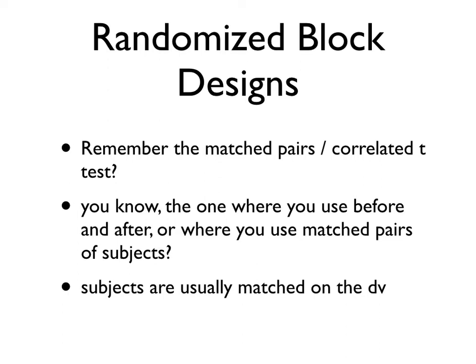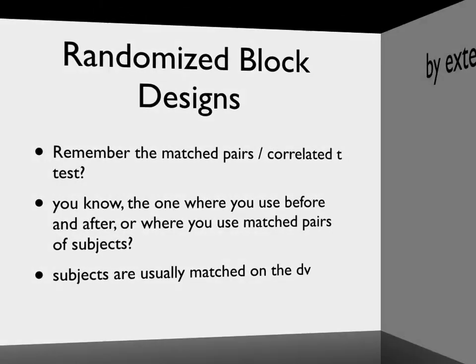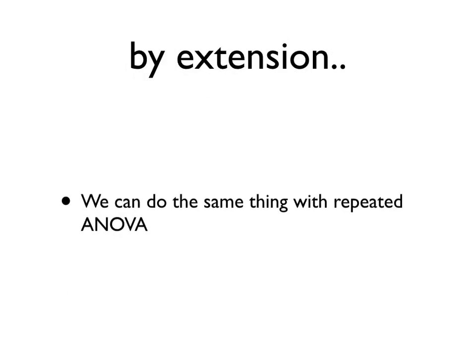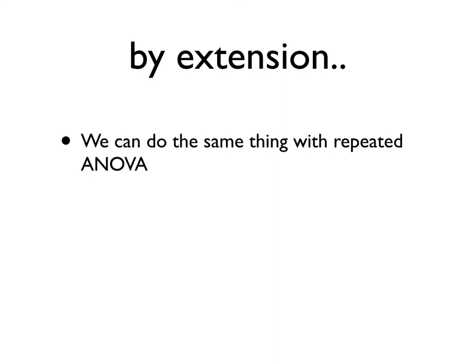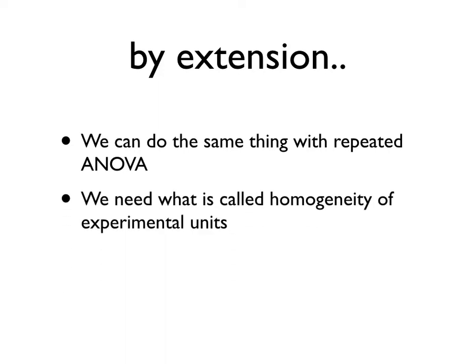Just what we would do with a repeated measure t-test, right? So by extension then, we can do exactly the same thing with repeated ANOVA. We're basically going to use something that looks a lot like repeated measures analysis of variance, but we're using different people.